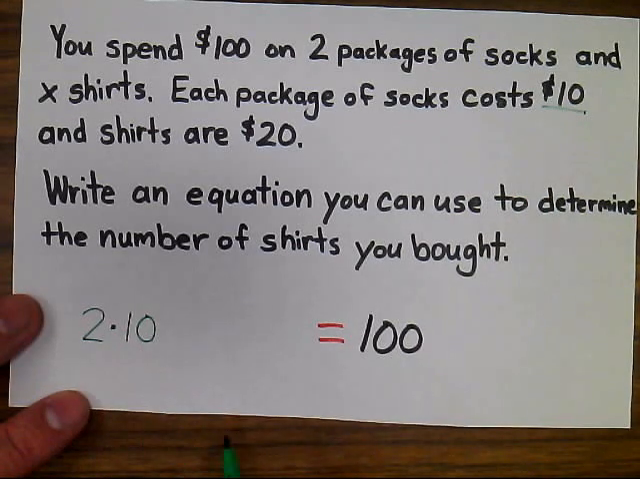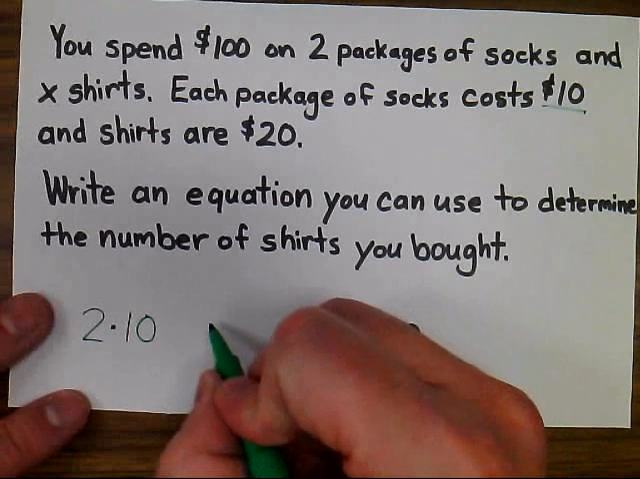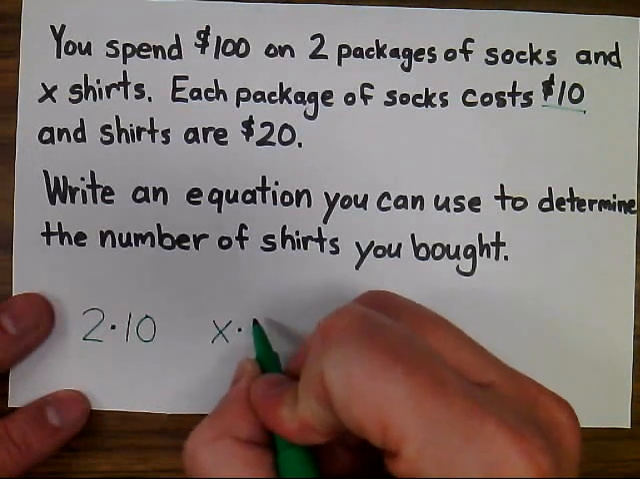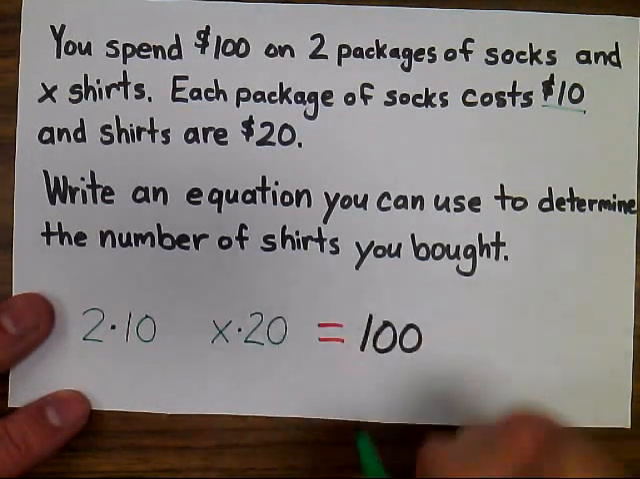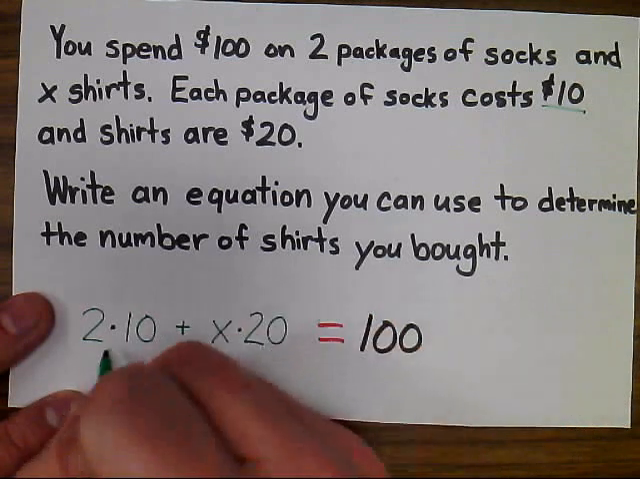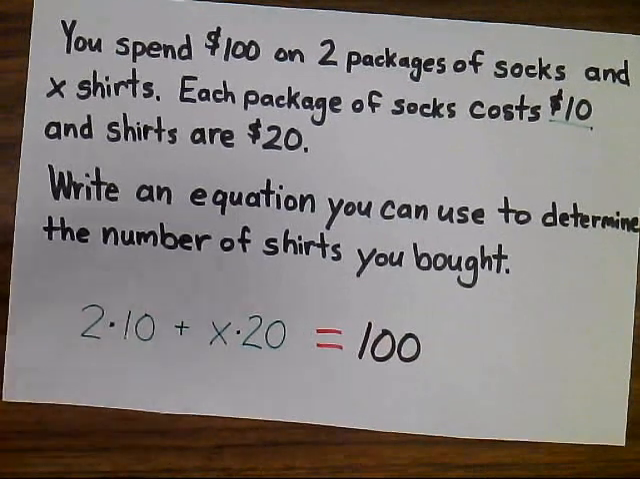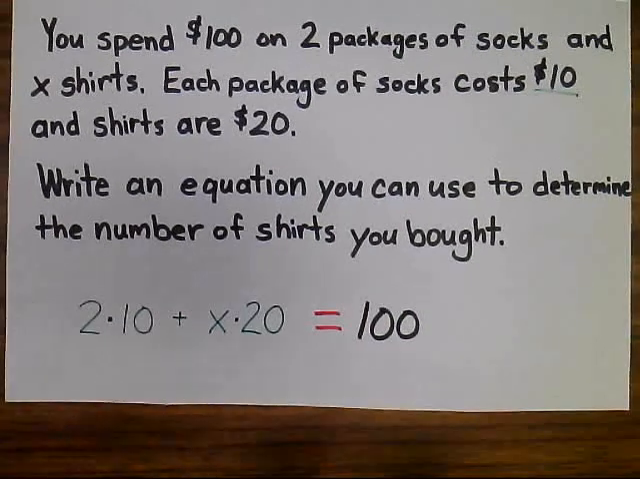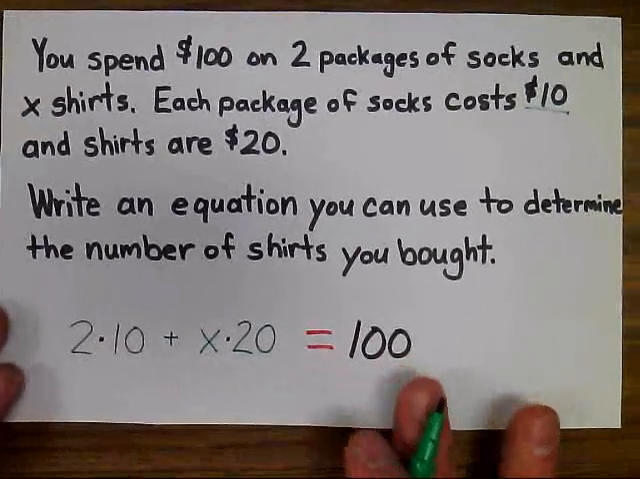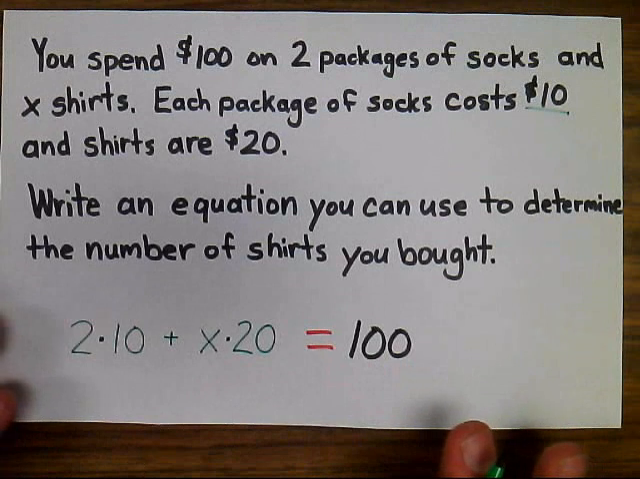But then I also am buying some t-shirts. I know how much the t-shirts cost, but I don't know how many I'm getting. So my variable is going to be the number of shirts I'm buying. I'm going to choose X to represent the number of shirts, and I'm going to multiply that times 20. Now, obviously, the cost of the socks and the cost of the t-shirts would be added up. Now, in this equation, I have done what I needed. I was asked to write an equation I could use to determine the number of shirts I bought.